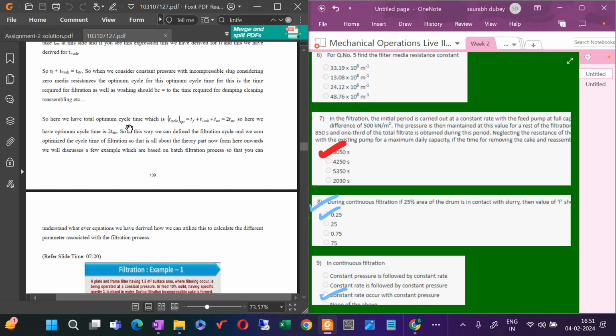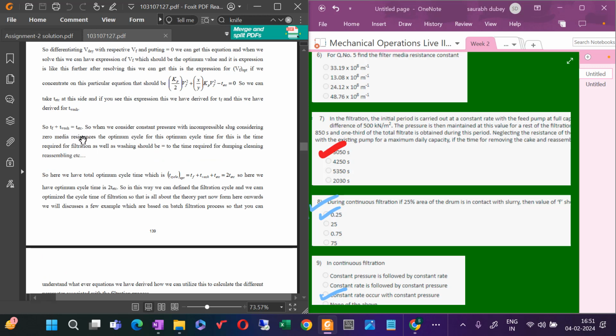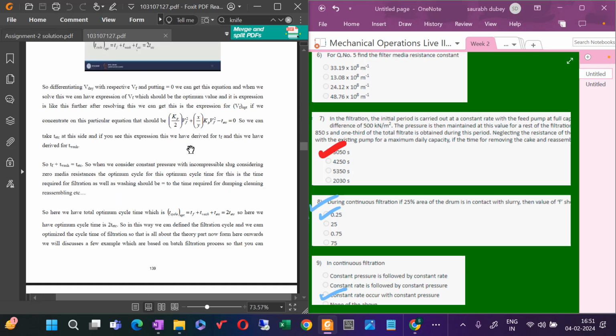We have total optimum cycle time is this. So this etc, whether this became the extra time 2 etc. So here we have optimum cycle time is 2 etc. So in this way we can define the filtration cycle, and we optimize the cycle time. So this tf plus tw becomes t etc for the optimum performance of the system.